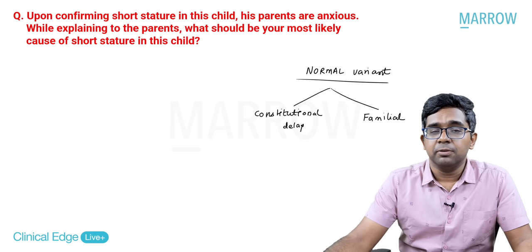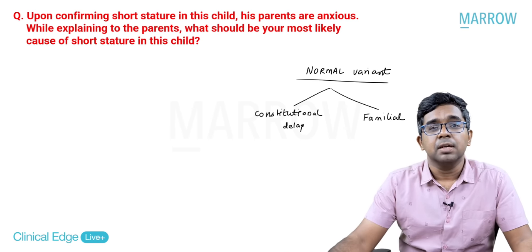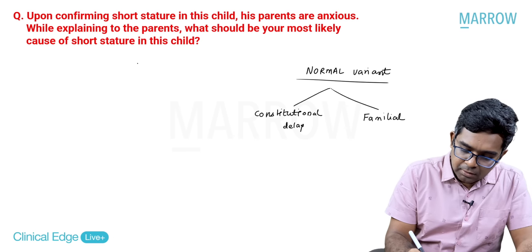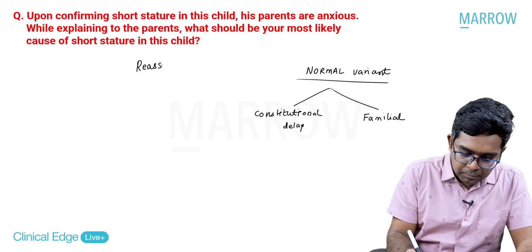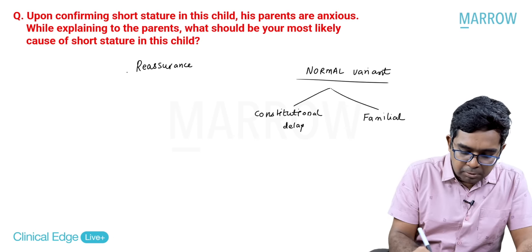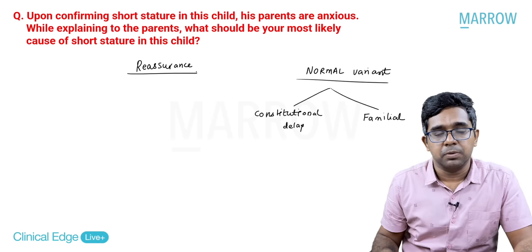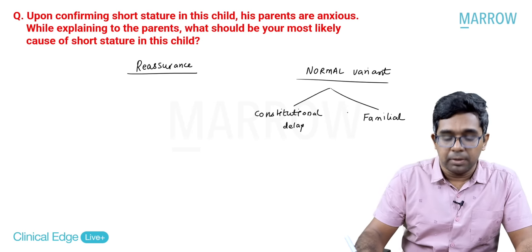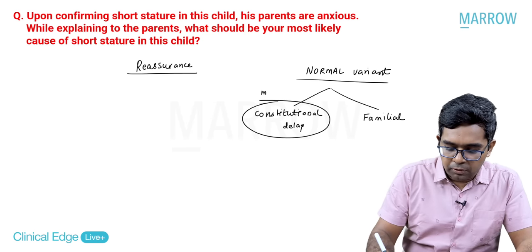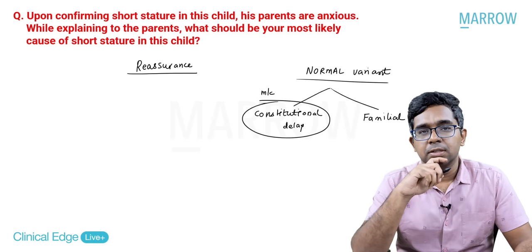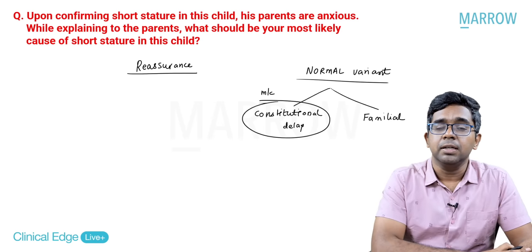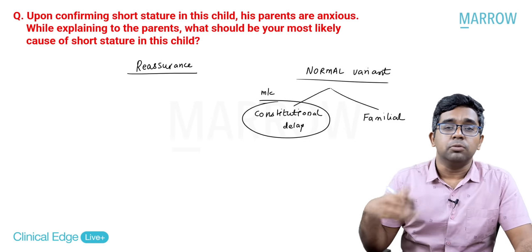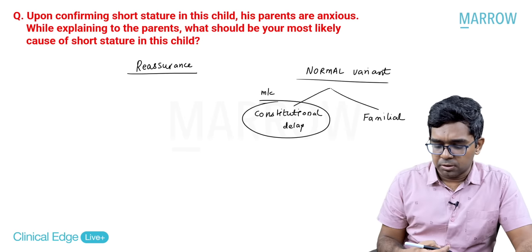I don't have any further information to comment on the final diagnosis. But still, when I'm explaining to the parents, I will reassure them. First of all, I will reassure the parents that your child is probably having a normal variant short stature only. And just for an MCQ purpose, out of these two normal variants, which is more common? Constitutional delay is the overall most common cause of short stature. I would tell about that possibility to the parents, that your child is probably having a normal variant, and most likely in that category it is going to be constitutional delay.